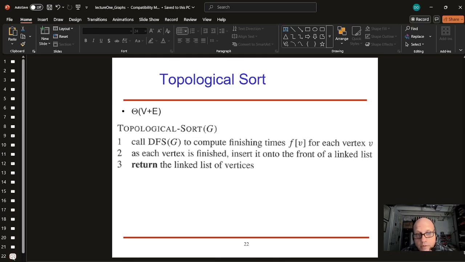Topological sort: you call depth first search to compute finishing times f[v] for each vertex v. As each vertex is finished, you insert it at the front of the linked list, and return the linked list of vertices.